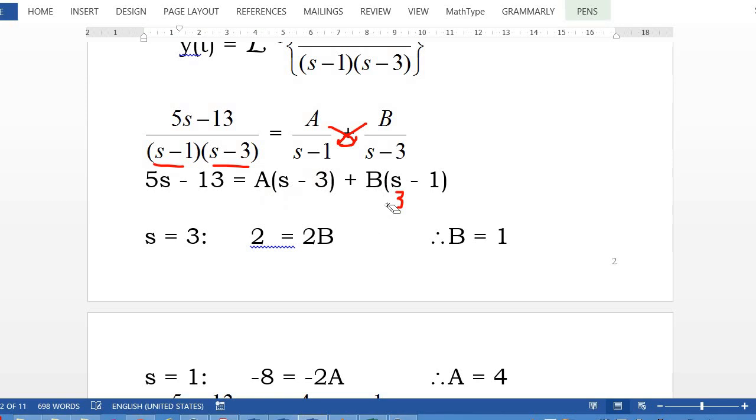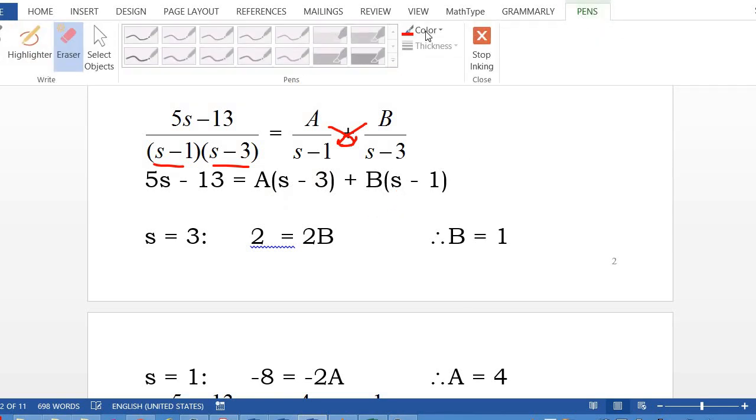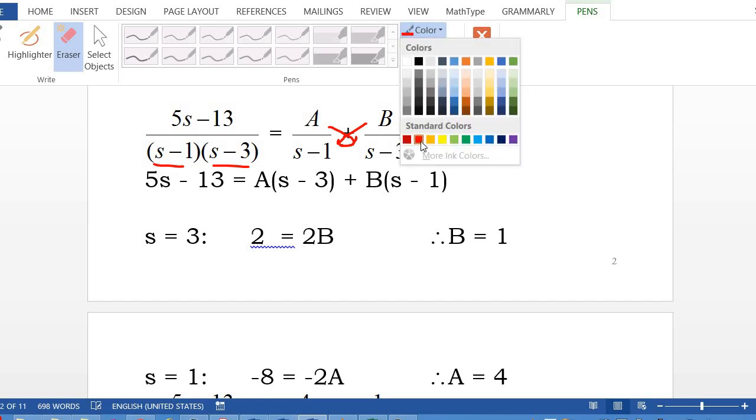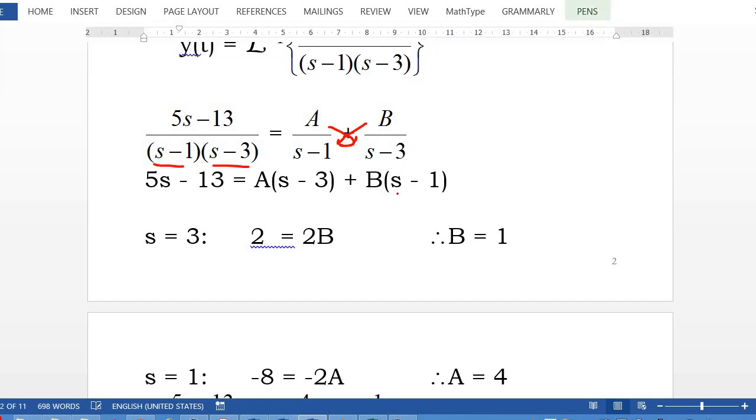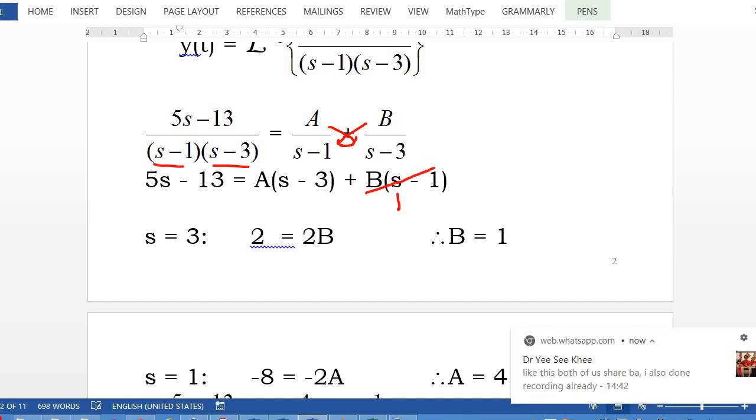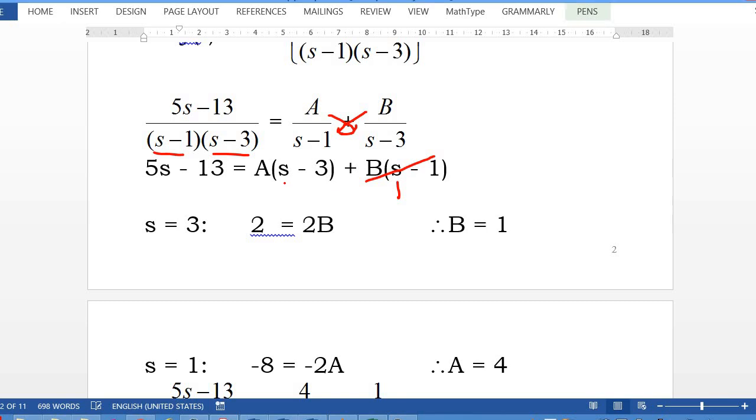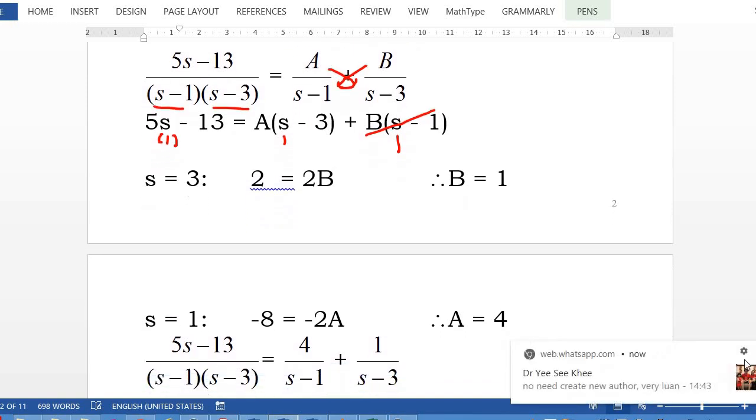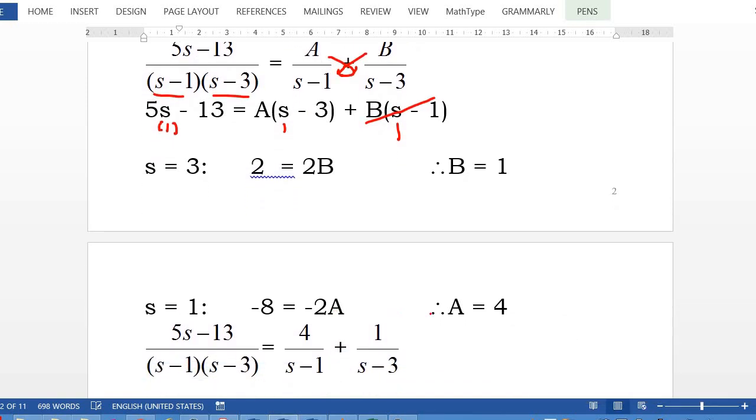Okay, and then later on for the linear term s minus 1, we plug in s equal to 1. So 1 minus 1, the b term is gone. Then you can solve for the a term. The a term, which is 1 minus 3, which is negative 2a. And then 5 times 1 is 5 minus 13, which will be negative 8, equal to negative 2a. Hence a equal to 4.